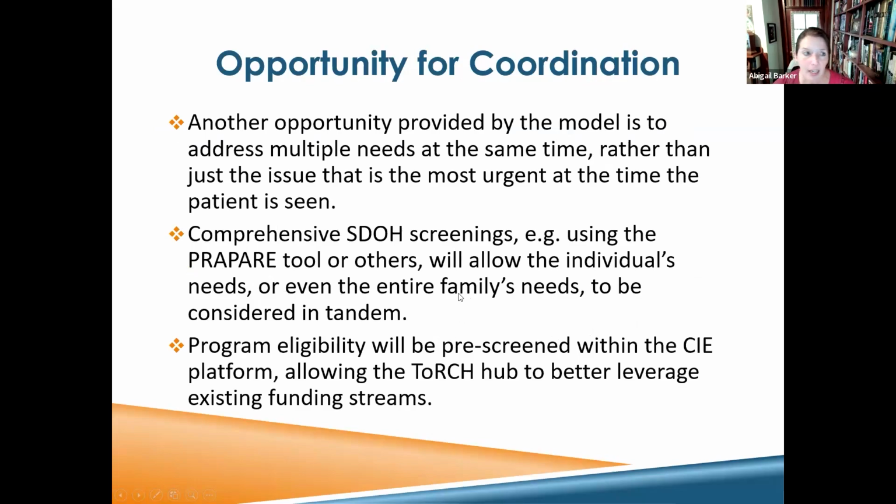I talked about this before too, but the opportunity for coordination is huge here, because we are building all of this information into Unite Us, which allows the screener, the person who's working with that Medicaid participant, to really think about multiple needs at the same time. A lot of times someone's presenting with that most urgent need, and the idea is, well, we want to address that need because it's right there. But being able to do a comprehensive screening, maybe using the Prepare tool or a similar tool, allows the comprehensive set of needs to be understood and considered in tandem. We're going to have program eligibility for all different programs as a pre-screen feature in the platform, so that again the ToRCH Hub can better leverage other existing funding streams before tapping into ToRCH dollars.